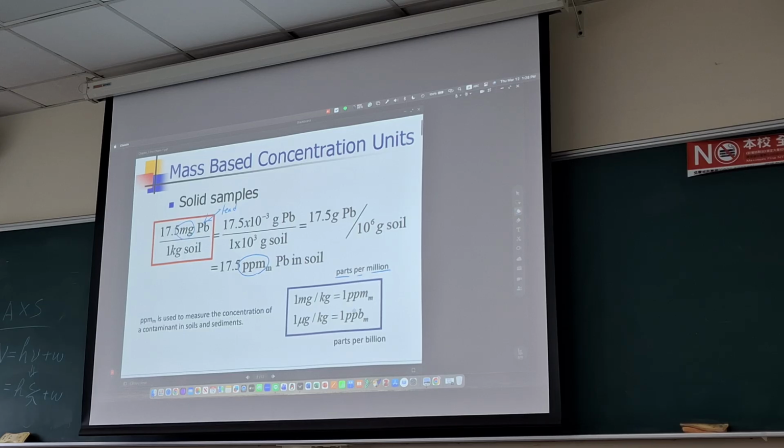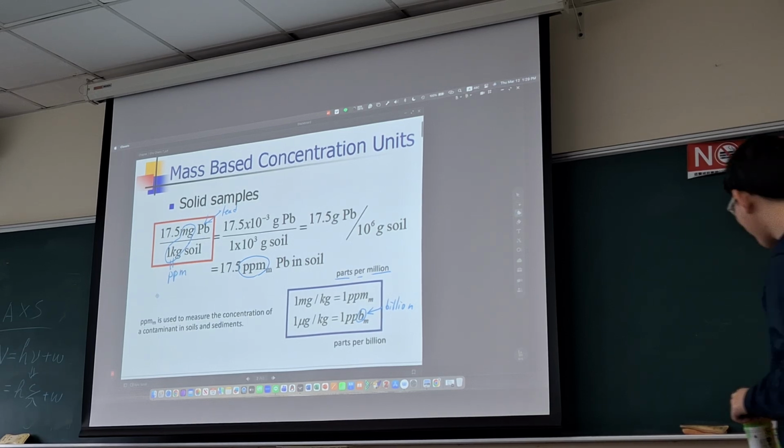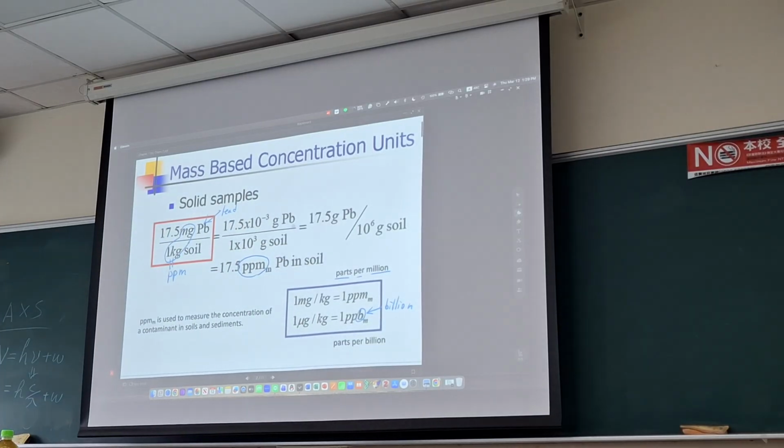Okay, and ppb, the B here, stands for billion. And as I show here, 1 ppm equals 1 milligram per kilogram, right? So we want to convert this, so 1 ppm equals milligram per kilogram, so this one equals ppm. Okay?